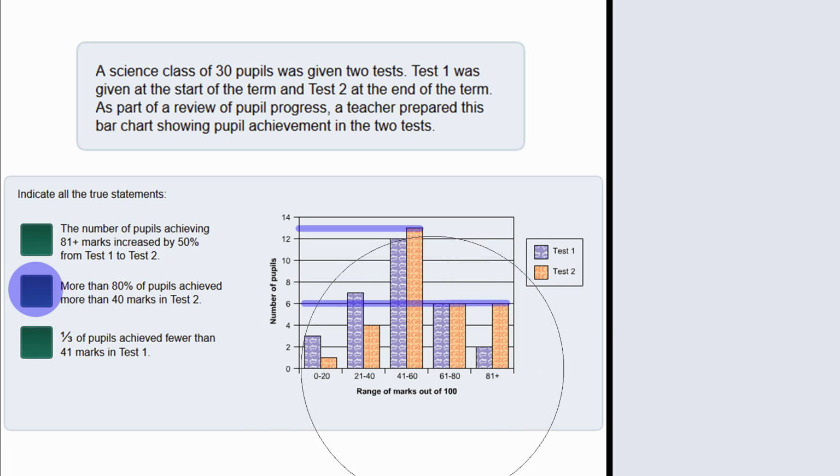Finally, the last statement claims that 1/3 of the pupils achieved fewer than 41 marks in Test 1. What we can see from the graph, if we're looking for less than 41 marks in Test 1, we have a total of 3 plus 7, so we have 10 pupils. Now a third of 30 is 30 divided by 3, which is 10, and we have that 10 pupils achieve fewer than 41 marks in Test 1. So this statement here is true.